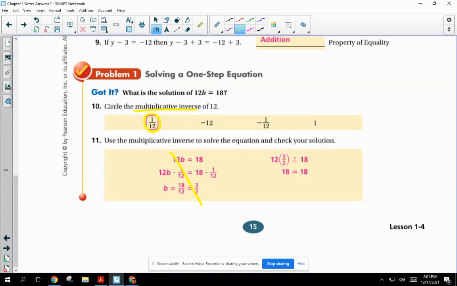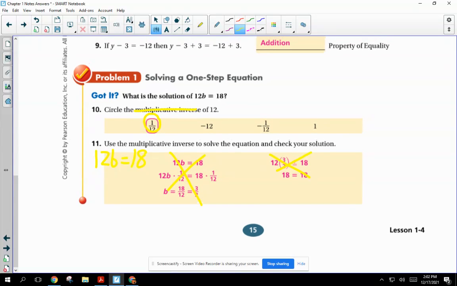Right here, this is not good stuff. Let's learn a better way. 12b equals 18. We're going to do the opposite operation. There's a lot of work here for no reason. We're going to do the opposite operation to make it easier for you guys.